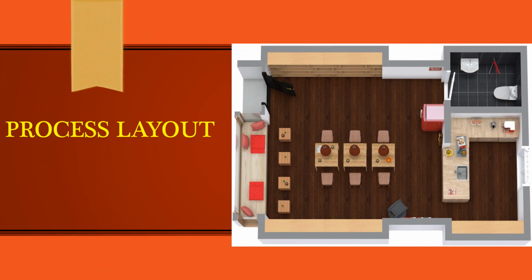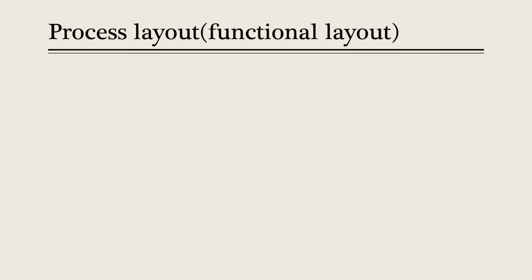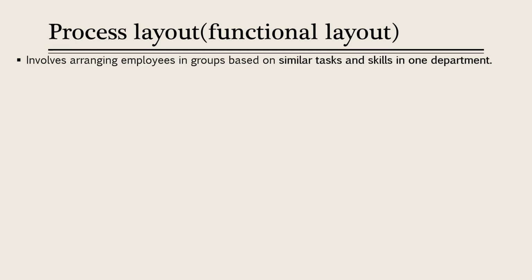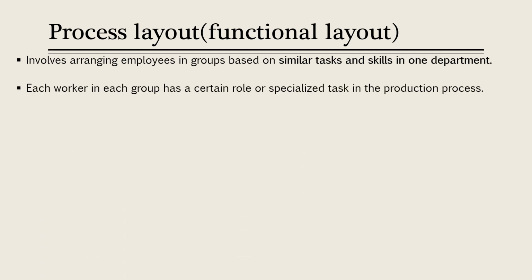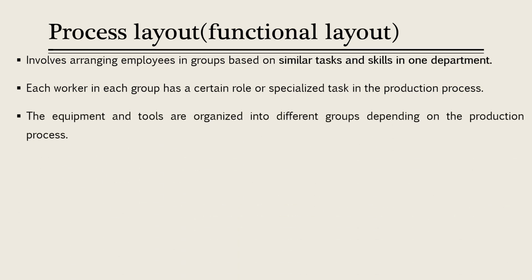Let's learn the process layout. Process layout involves arranging employees in groups based on similar tasks and skills in one department. Each worker in each group has a certain role or specialized task in the production process. The process layout, also known as the functional layout, is where the equipment and tools are also organized into different groups depending on the production process.